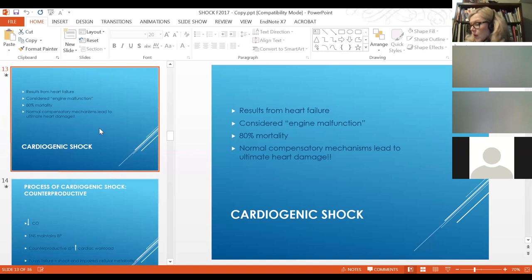Okay, cardiogenic shock. Cardiogenic shock results from heart failure. It's really considered when the engine malfunctions. So there's something wrong. Everything is go, but the engine doesn't go. Cardiogenic shock has a very high mortality, even to this day, even with all the interventions that we have.